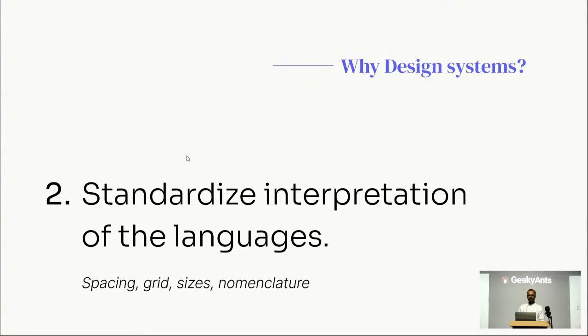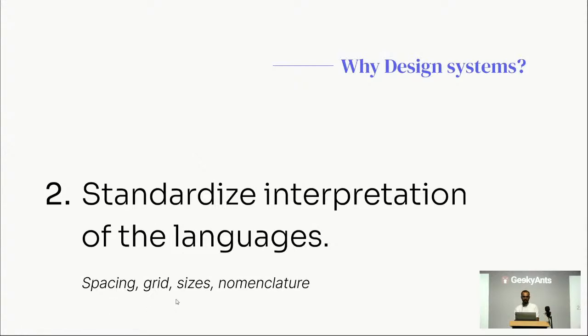So the thing I told you about the standard language, a common, shared language, is a standard interpretation of the languages, which means that the nomenclature should be pretty clear in terms of use cases. The team should not be using several different nomenclature. The development team should use the same token name as the designers and as the visual, brand designers.